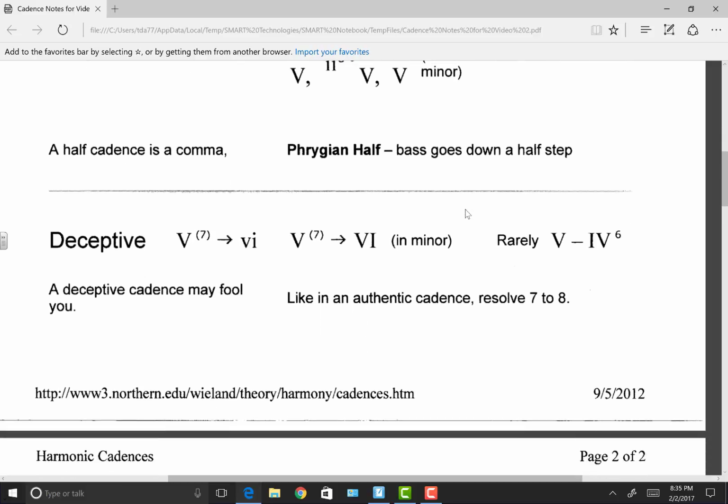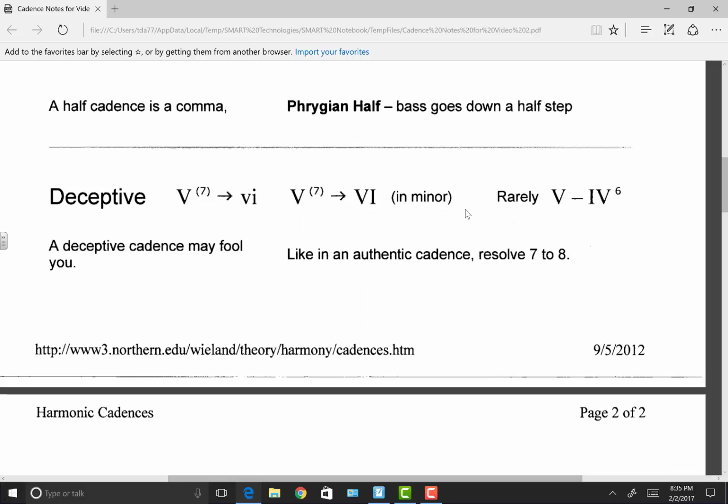So our deceptive cadence will fool us. It can be a 5 to a 6, 5 to a minor 6, or a 5 to a major 6 if we're in minor. Or we can even have a 7th chord, 5-7 to a 6 in major and minor. Rarely, but you'll see it, a 5 to a 4-6 also. Like an authentic cadence, resolve 7 to 8 in a deceptive cadence.